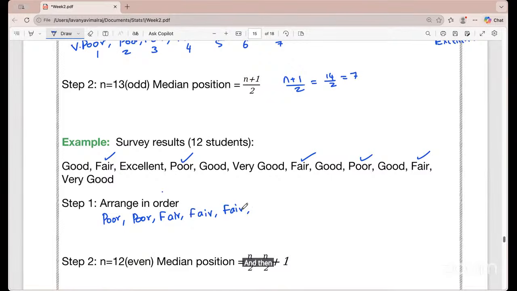And then how many good? 1, 2, 3, 4. Good, good, good. And then very good is 1, 2. No, ma'am, good are 4. Good is 4. 1, 2, 3, 4. I missed 1. Okay, so very good and then excellent.